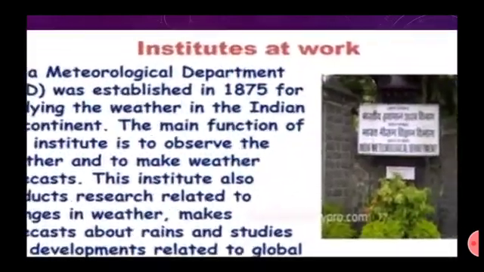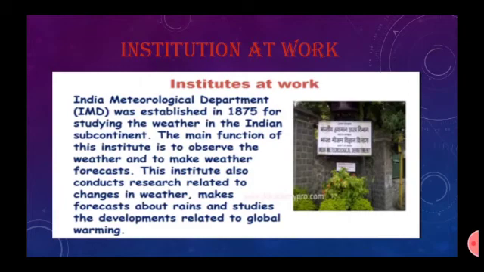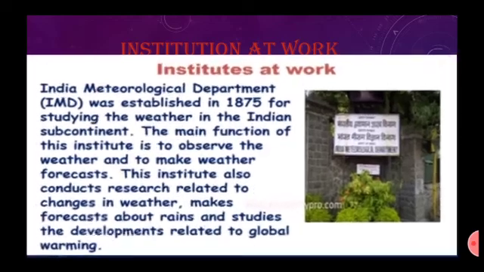Institution at work. The Indian Meteorological Department, that is IMD, was established in 1875 for studying the weather in the Indian subcontinent. The main function of this institute is to observe the weather and to make weather forecasts. This institute also conducts research related to changes in weather, makes forecasts about rains and studies developments related to global warming.